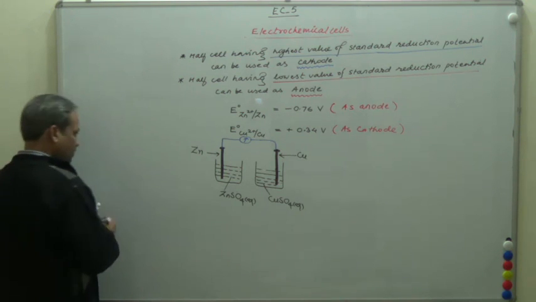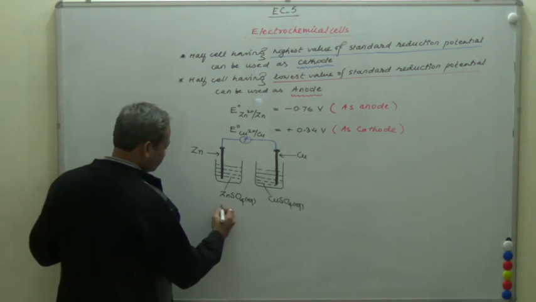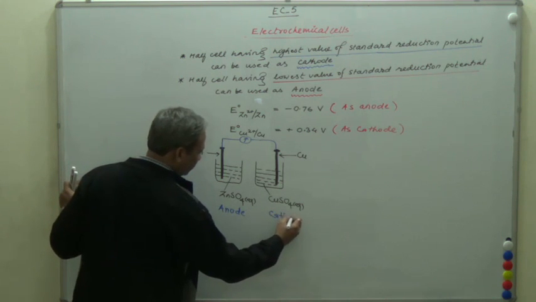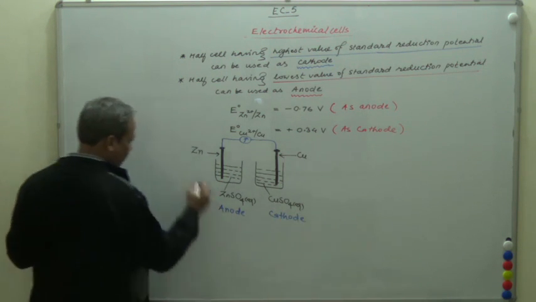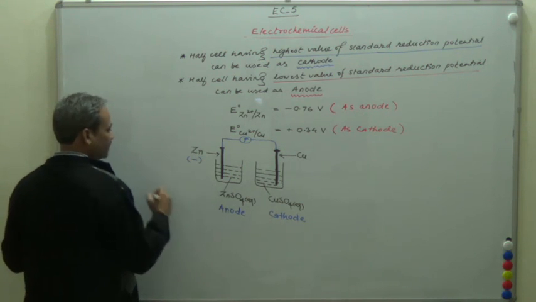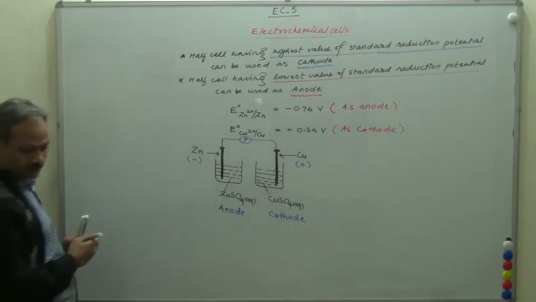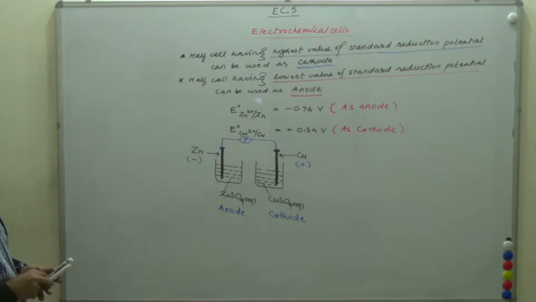Now here this zinc is anode and the copper electrode is cathode. So the polarity of this anode is negative and that of cathode is positive. In an electrochemical cell, anode is of negative polarity and cathode is of positive polarity.